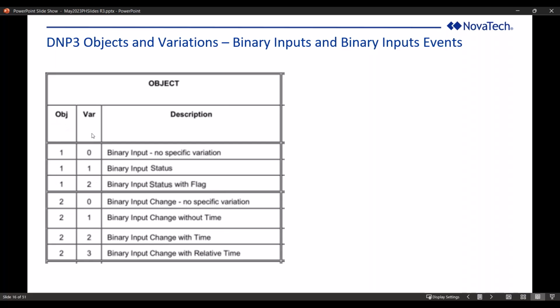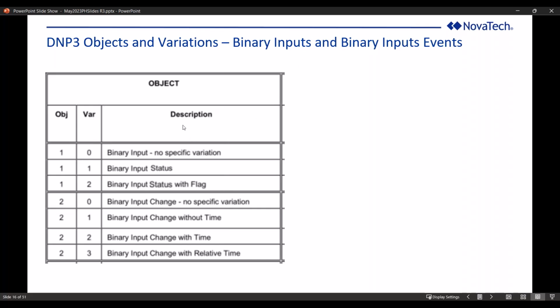Here are object 1, variations 0 to 2. What that means is, if I'm a DNP3 client asking for data, I can poll for object 1, variation 1, which means I'm asking for only the binary input status. I can ask for variation 2 and say I want your status value with flag. I'll talk about flag in the next slide. Or, if I don't care what variation comes back, I can poll for object 1, variation 0, and the device will respond with whatever its default is.